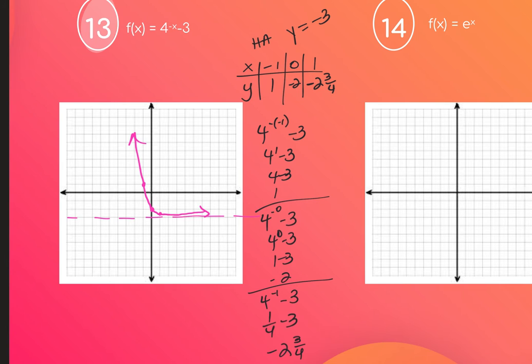Questions on the graphing before we get into one-to-one? The rest of this section is not graphing. The rest of it takes your exponential functions, and we do something called finding the one-to-one property to solve them. We're good on the graphing?